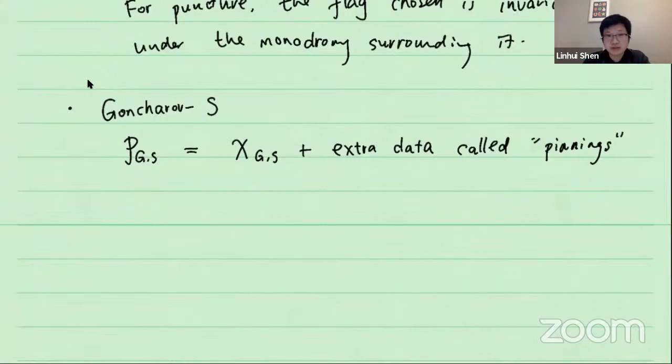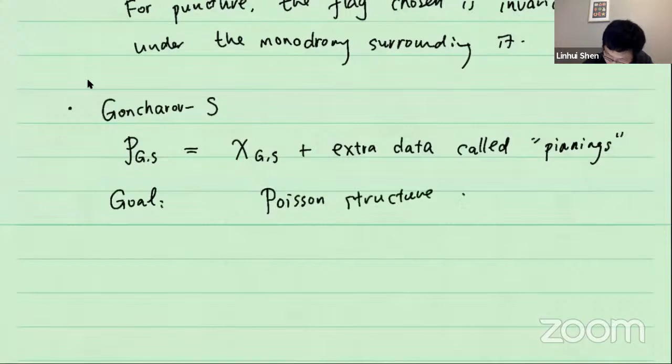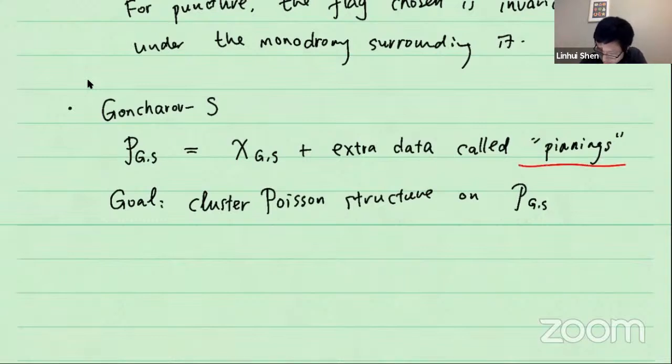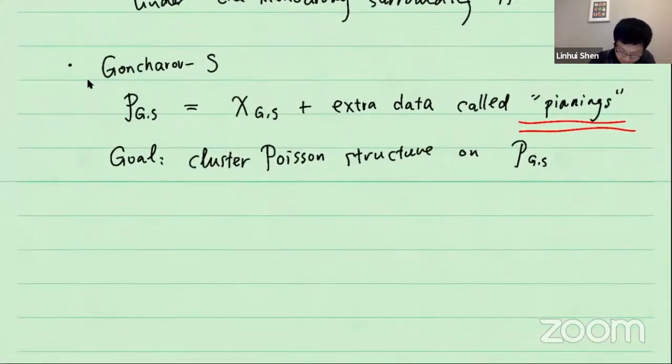So then we can consider this P_{G,S}, the X space plus pinnings, and the goal is to show that there is a natural Poisson structure on this space. More precisely, this is something called a cluster Poisson structure, from the theory of cluster algebras. We can further quantize this space. If we still have time, I will talk about its connection with quantum groups in special cases. All right, I have to say a few more words about pinnings. Roughly speaking, we consider a pair of Borel subgroups.